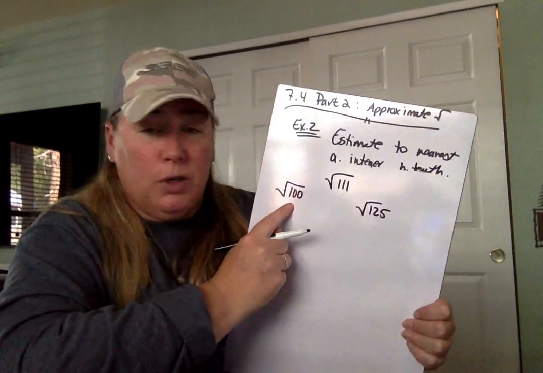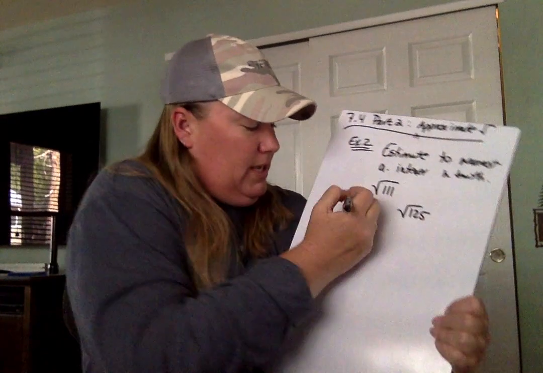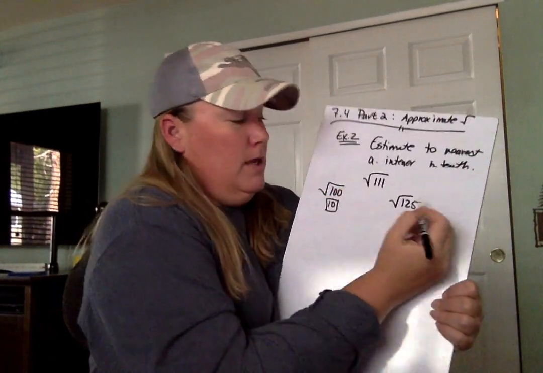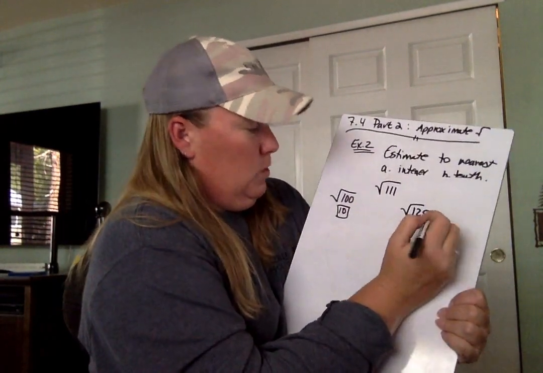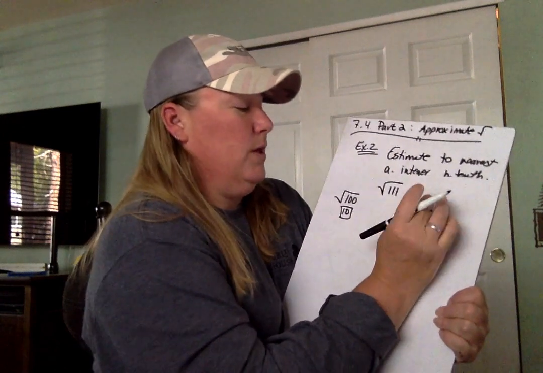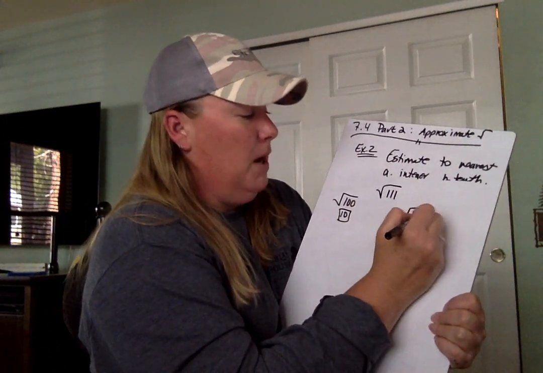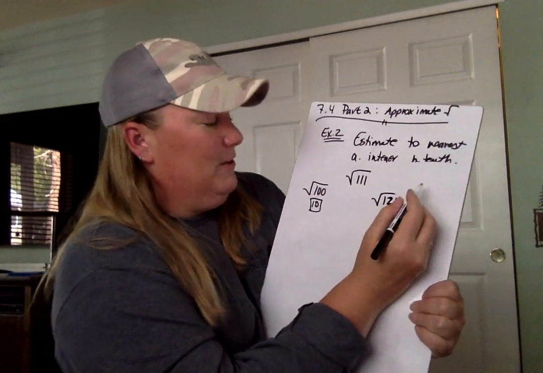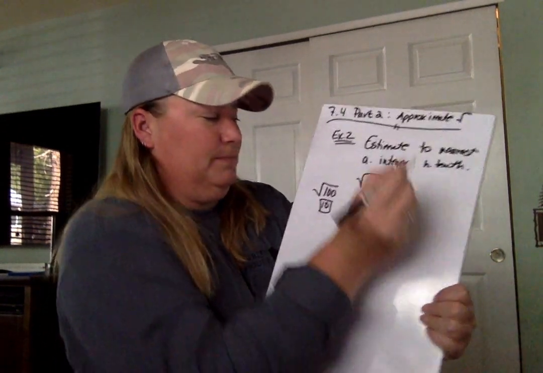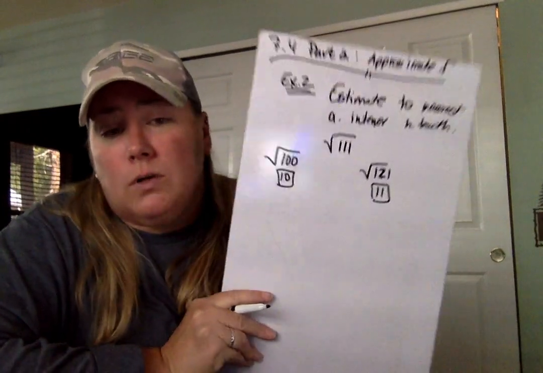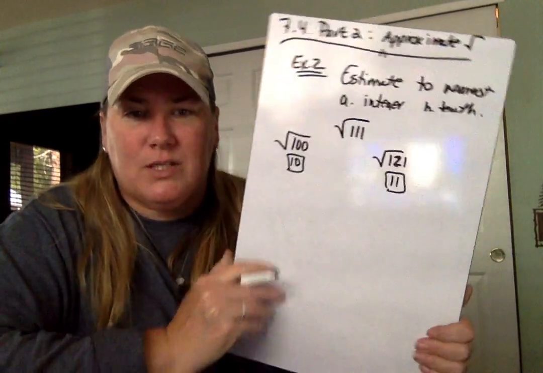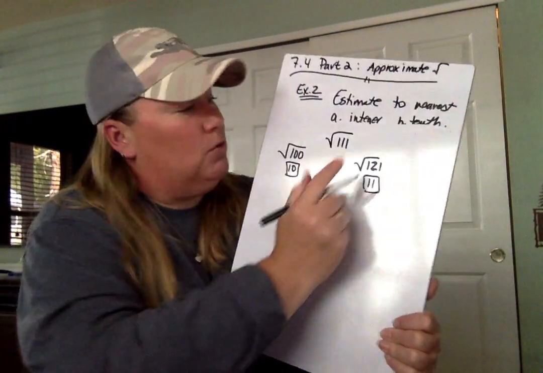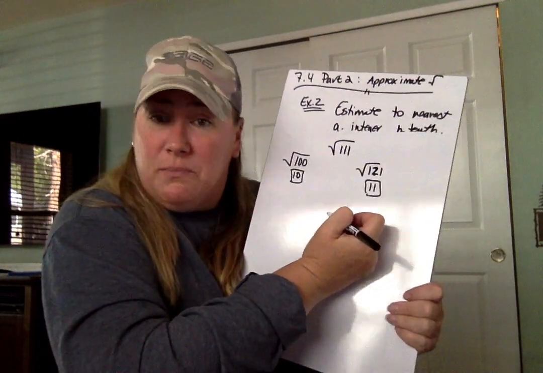And now you're going to take the square root of 100, which is 10. Square root of 125. Whoops, I forgot 11. 121, not 125. It is a Monday, you guys. Thank you for being patient. Square root of 121, which is 11. So we now know that the square root of 111 is going to be in between 10 and 11, so it's going to be 10 point something.